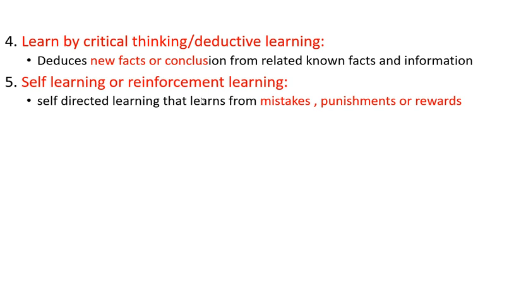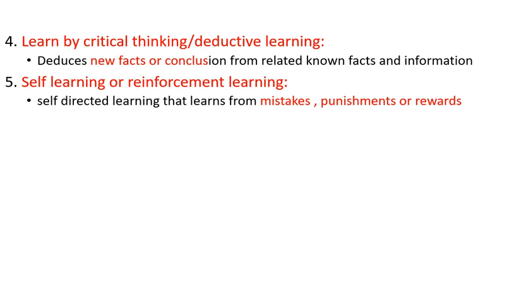And the fifth one is self-learning or reinforcement learning, where you learn from mistakes, from punishments or rewards, just like what we saw in adaptive learning before, depending upon the feedback. The feedback can be a reward or it can be a punishment, depending upon how the learning was done. So based upon that experience, new inputs will be generated to improve the learning. So that is self-learning.